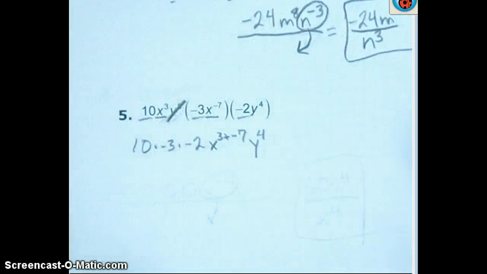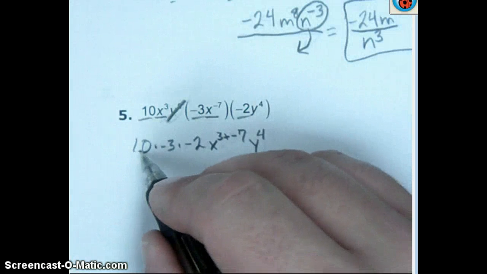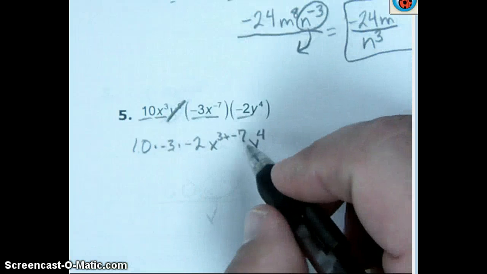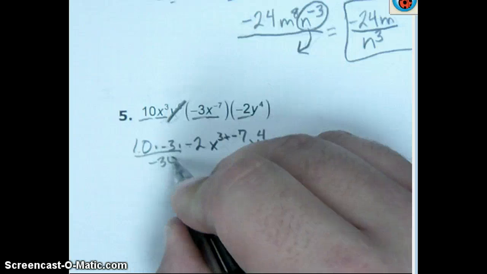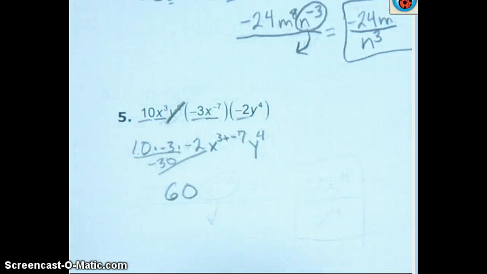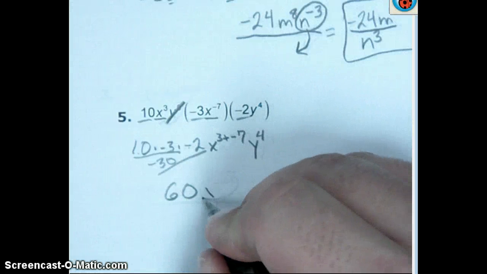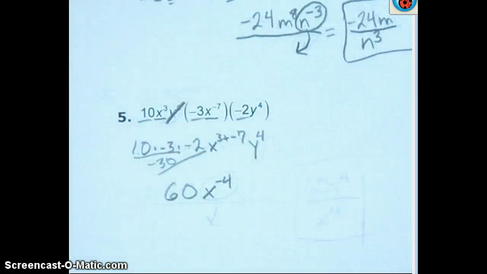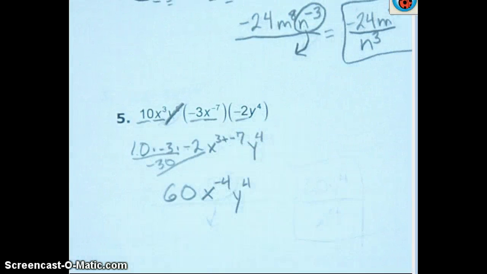Now that I've got everybody together, let's go ahead and do our products. Let's multiply. 10 times a negative 3 times a negative 2. Well, 10 times negative 3 is negative 30. Times negative 2 is a positive 60. Then x to the 3 plus a negative 7 is really x to the negative 4. And then y to the 4th is just y to the 4th. There's no product with him.